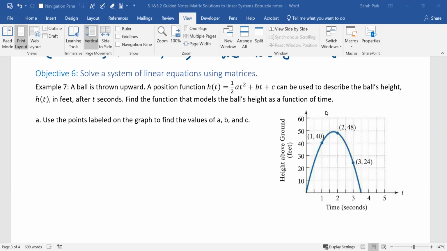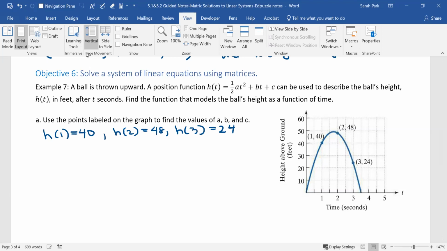Now you may wonder, how do we do that when we're not given the function? What we are given are 3 points on this parabola: (1, 40), (2, 48), and (3, 24). So what that means is we have that h of 1 is equal to 40. We also know h of 2 is equal to 48. And finally, h of 3 equals 24. Using those 3 values, we can write 3 equations.